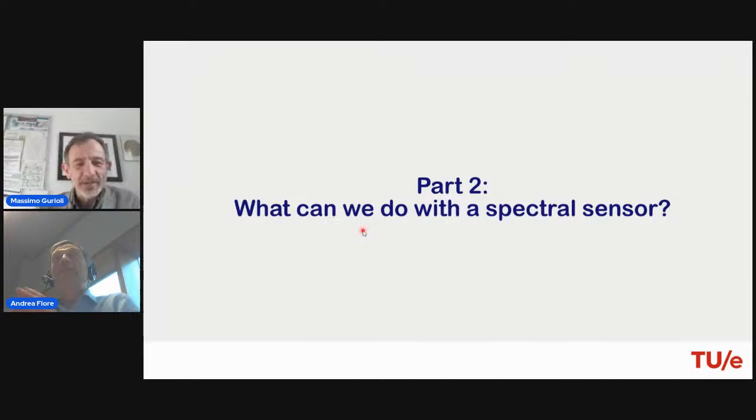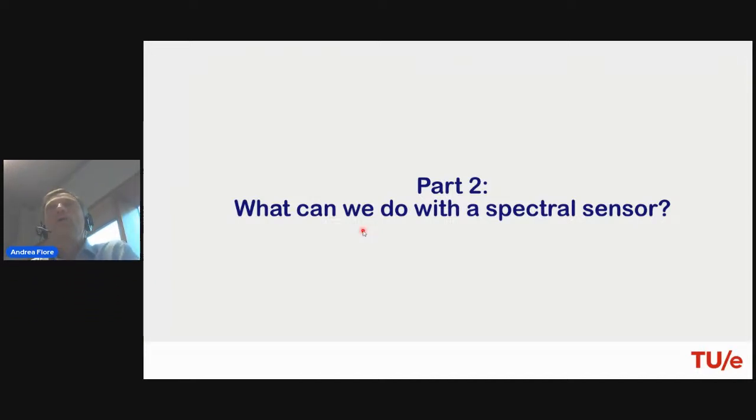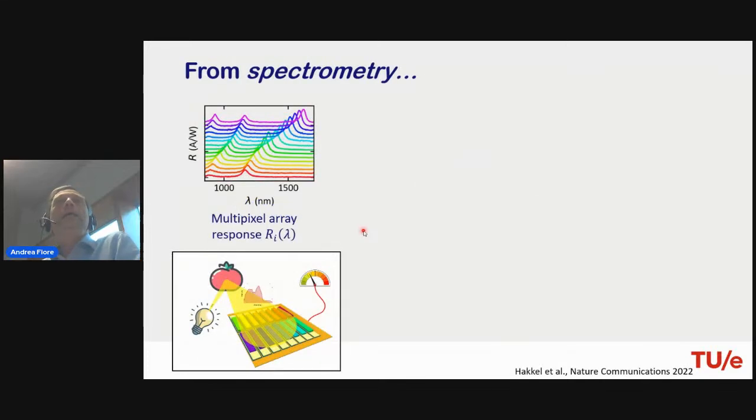I think you can start again with the presentation and the webinar. So please go ahead. Okay, so part two is more about what we can do with this kind of device. That was an important question because our device is not a spectrometer, so we cannot claim that we have a spectrometer. We have to claim that we can do something else with it. That was a very good exercise also for me to understand how you use this data.